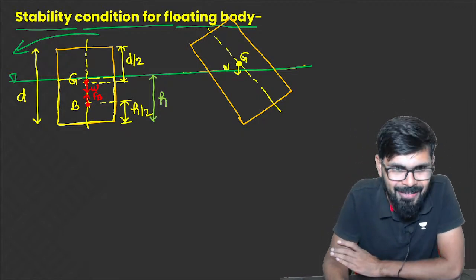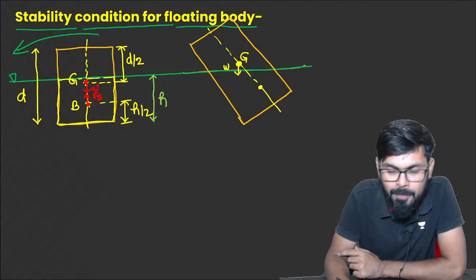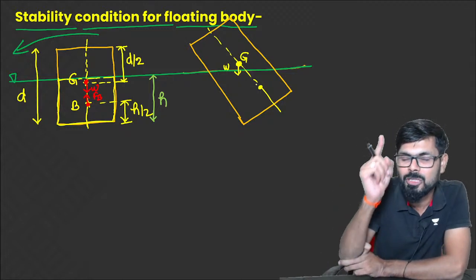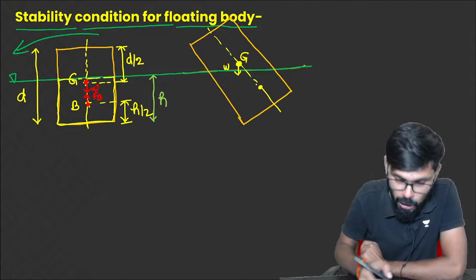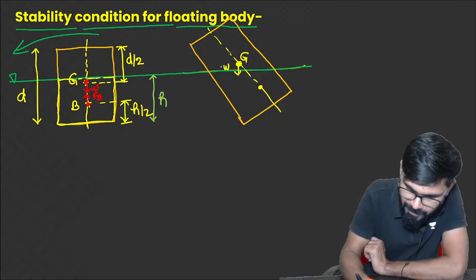Now listen here carefully, Champa. This B point, B will not be here now. B will not be in this axis. Why? Because the shape is changed. Now the shape is not rectangular. What is the shape of displaced fluid?